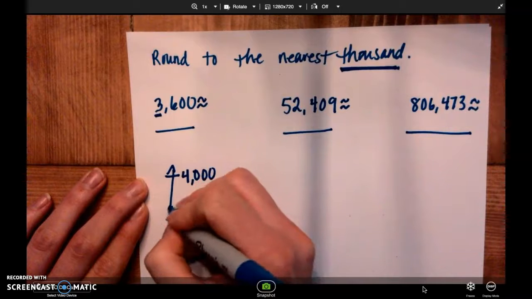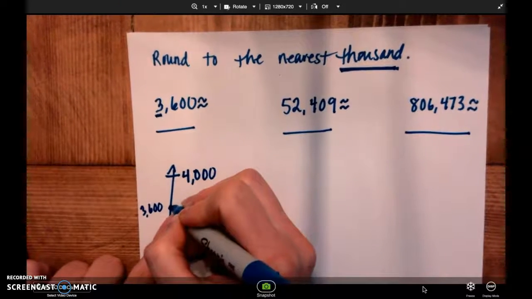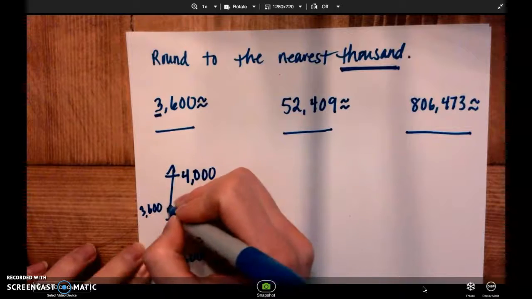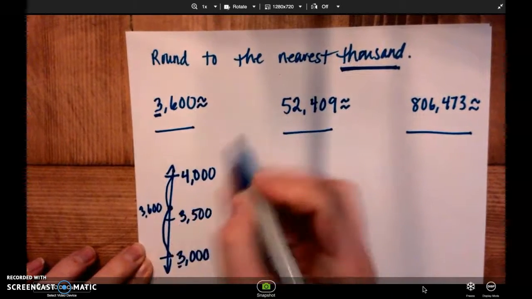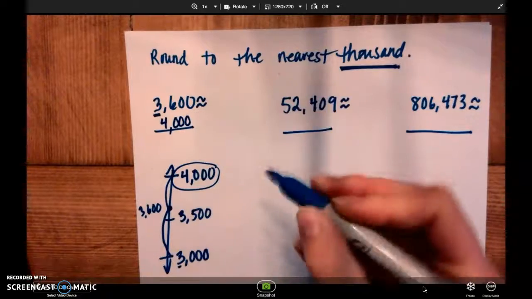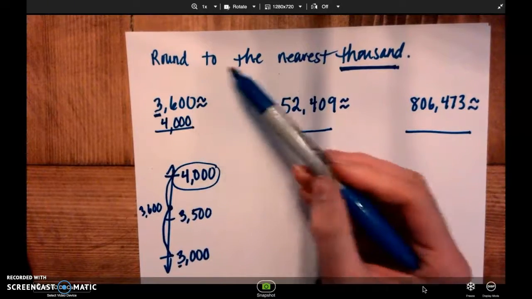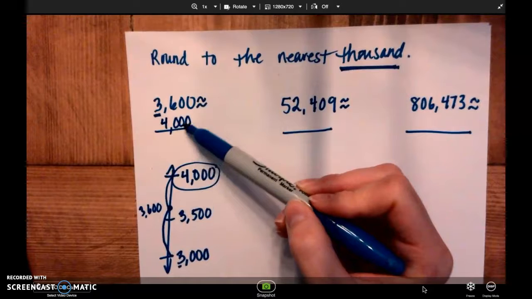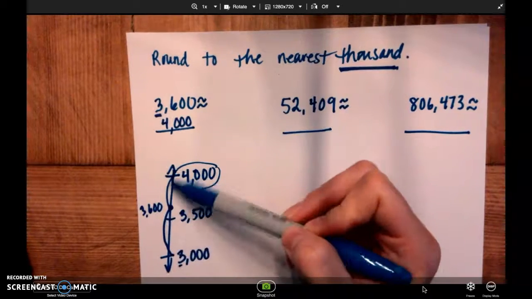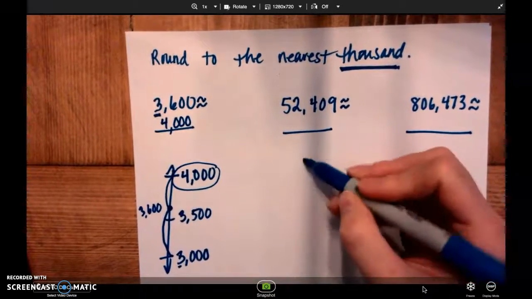And finally, I can see that 3,600, which I know I need to plot with a point and write, is definitely closer to 4,000. And so I can read this as 3,600 rounded to the nearest thousand is 4,000 because it falls in that top half of my number line. All right, let's try another one.